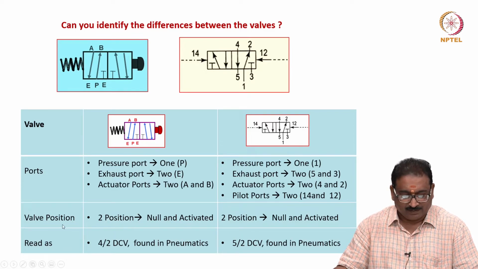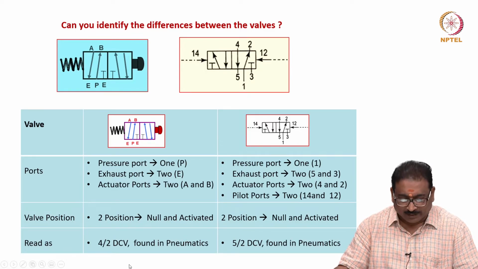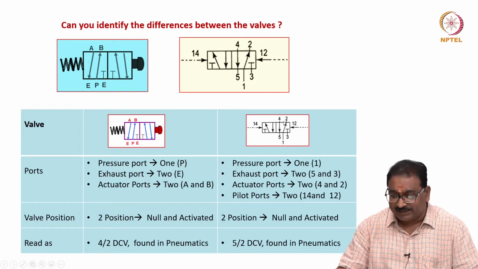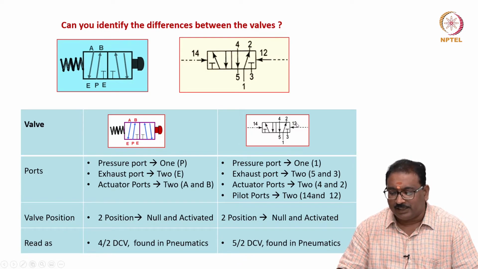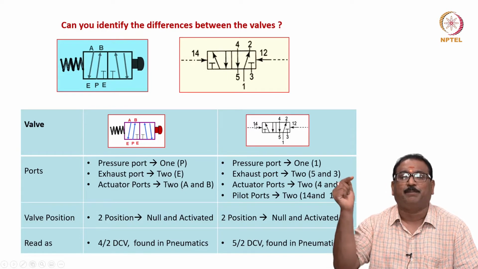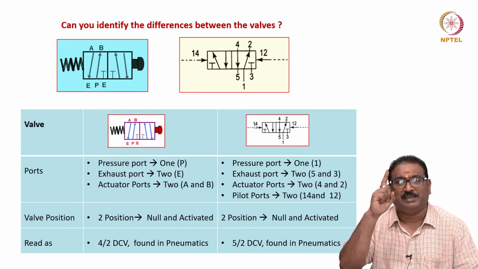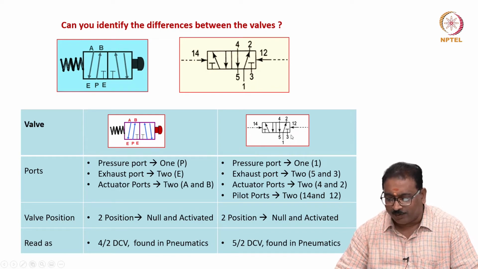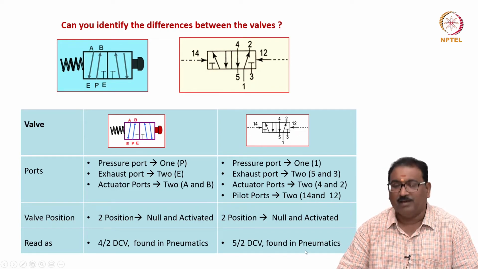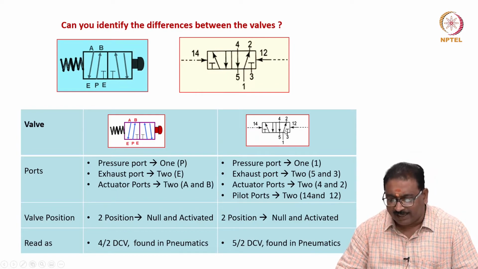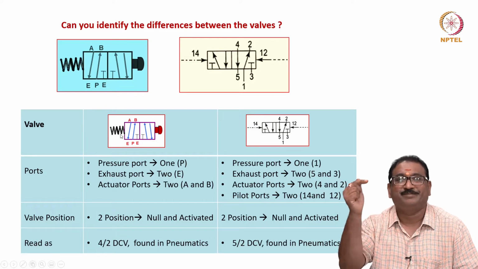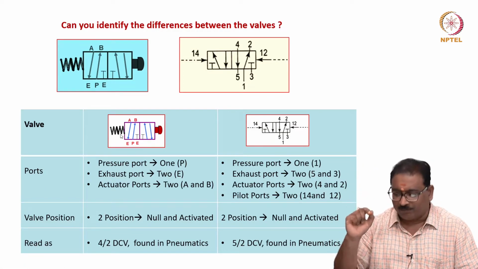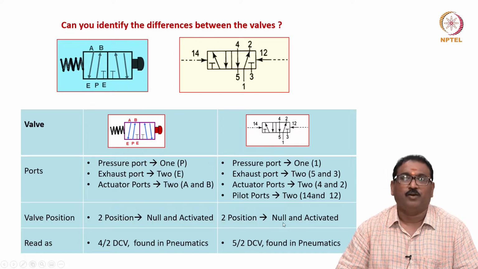Understand this. The valve is 2 position, as I have told you. How to read this? This is a 4/2 DCV found in pneumatics. You can also call it a 5/2 DCV, because these 12 and 14 serve as a pilot signal. That is why I am treating it as 1. Similarly the exhaust ports, that is why you will call it a 5/2 DCV found in pneumatics. Or you can call it a 4/2 DCV similar to the earlier one, but pilot operated. Both are the same, but it is better to call it a 5/2 DCV found in pneumatics.